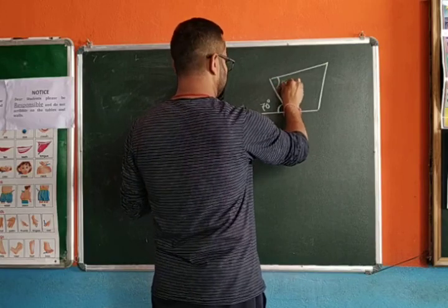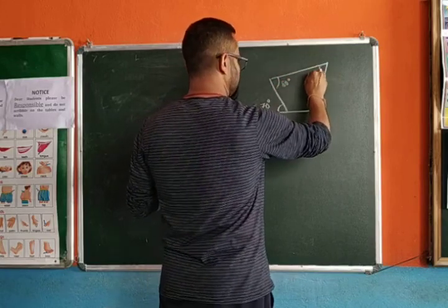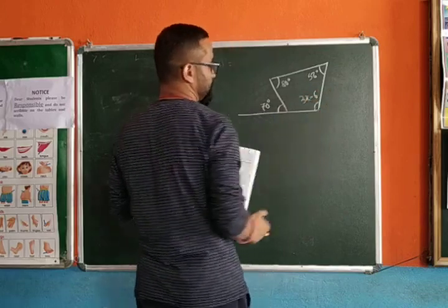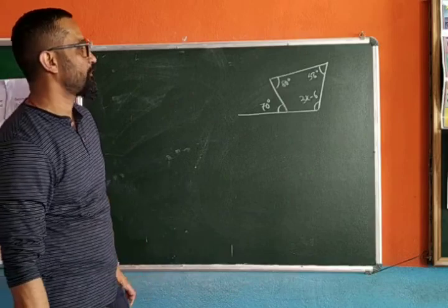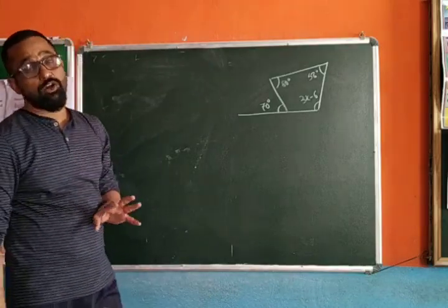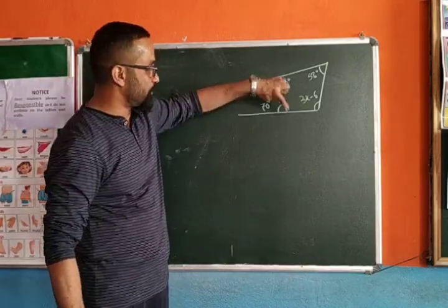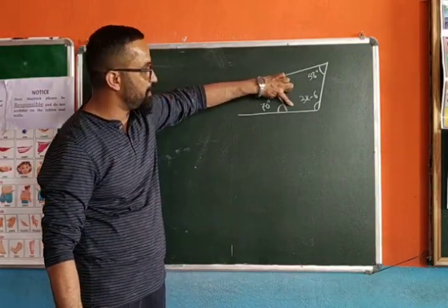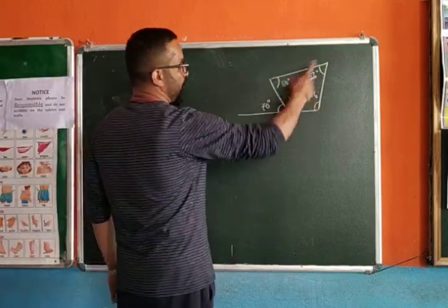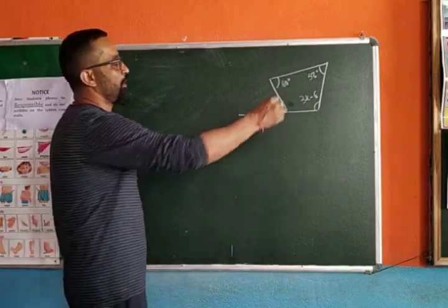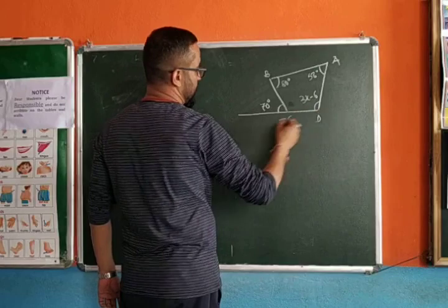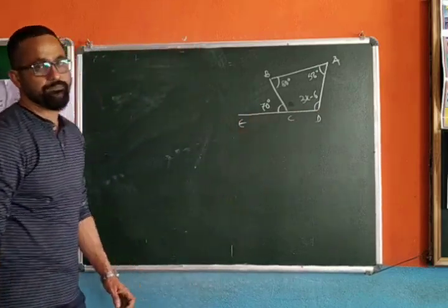You have 80 degree here, 56, 3x minus 6. Look at this figure properly. We cannot use sum of interior angles of quadrilateral because one of the angles here is missing. It is unknown. So we use let. Assume it as A, B, C, D and take it as E.